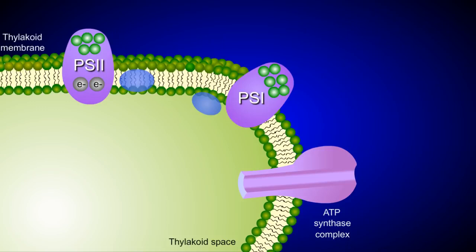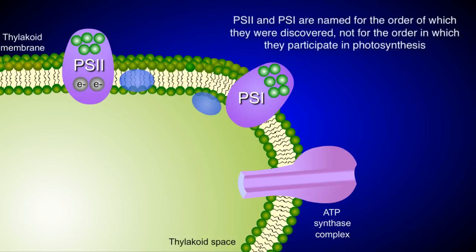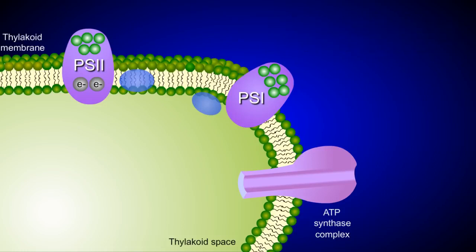The light reactions use two photosystems, called photosystem 1 and photosystem 2, which are both embedded in the thylakoid membrane. It's important to realize that these photosystems are named for the order in which they were discovered, not for the order in which they participate in the photosynthetic process. The light reactions actually begin at photosystem 2.